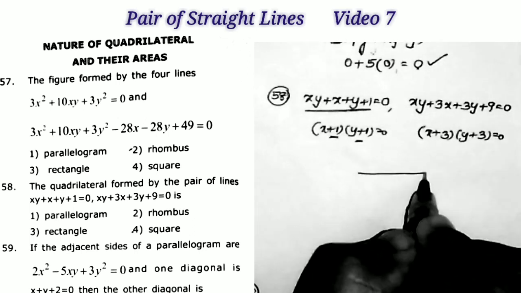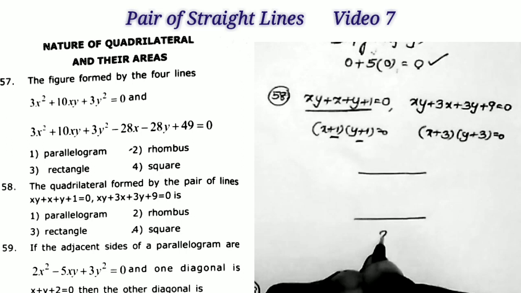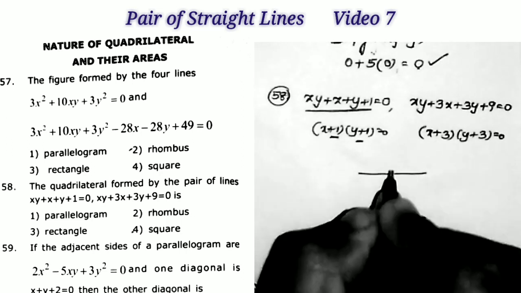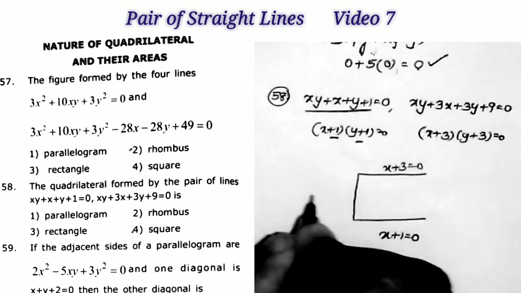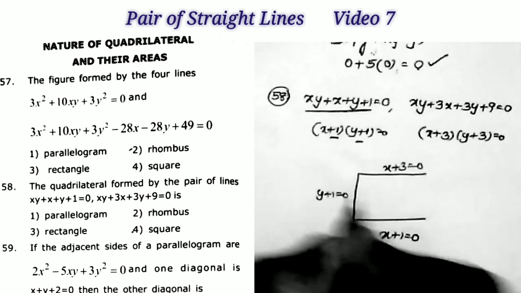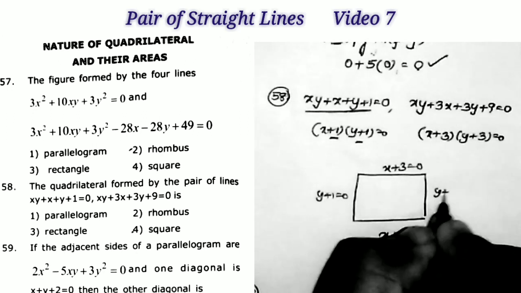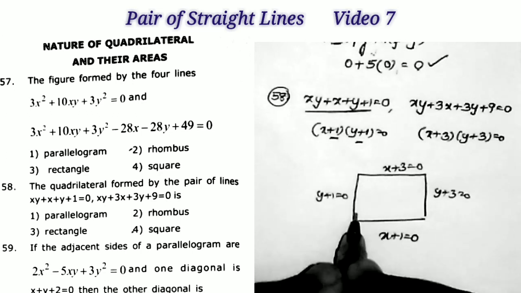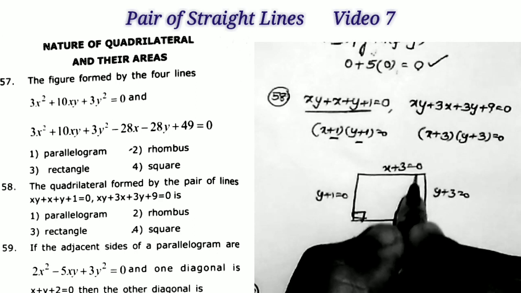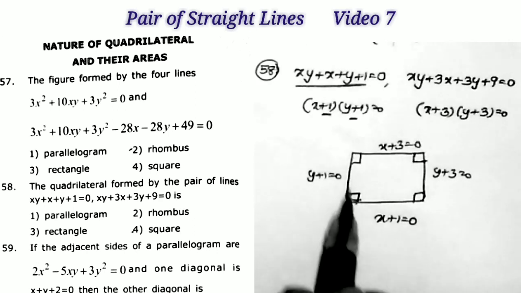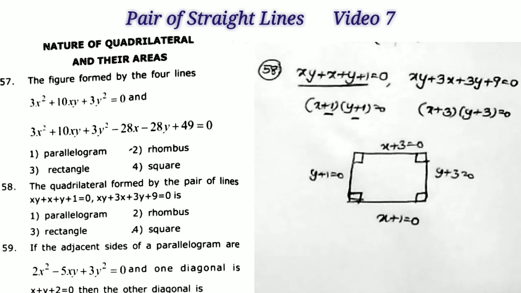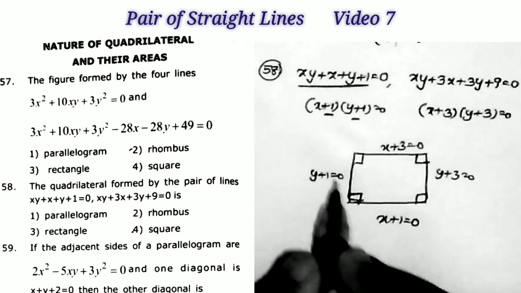Now what are the lines? Suppose this is the first line, this is the second line. This is x plus 1 is equal to 0. This is the parallel line, x plus 3 is equal to 0. This is y plus 1 is equal to 0. This is y plus 3 is equal to 0. So observe here, these lines are perpendicular to each other. That is, angle between every two adjacent sides is equal to 90 degrees. Means it is either rectangle or square. Angles is equal to 90 degrees.